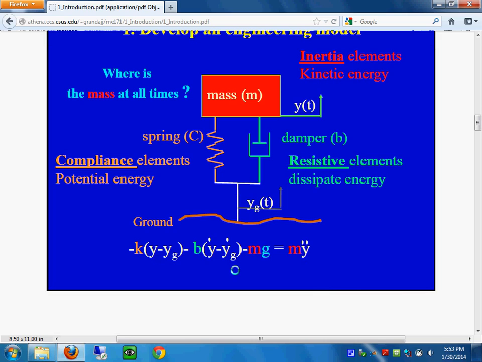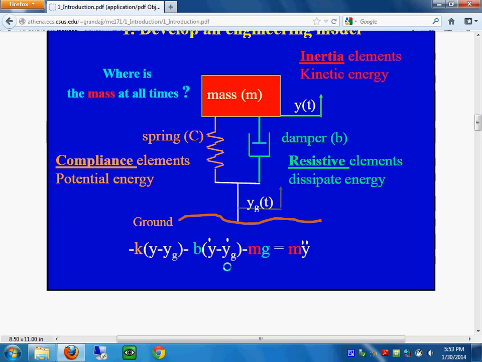So if we have the basic use of Newton's equations, you may recall that Newton's second law of motion says that the summation of the forces acting on a body is equal to the rate of change of momentum. Or, said in simpler words, the summation of the forces equals mass times acceleration. If we keep this principle in mind, we can derive the equations of motion quite easily for the system.